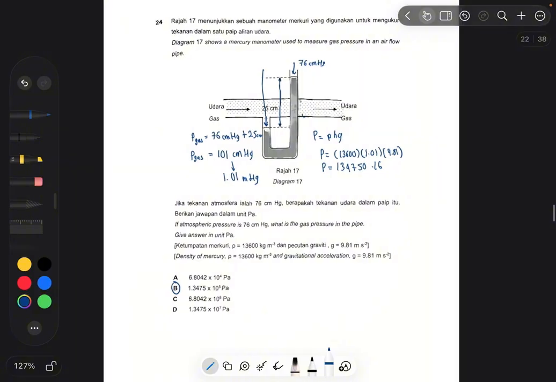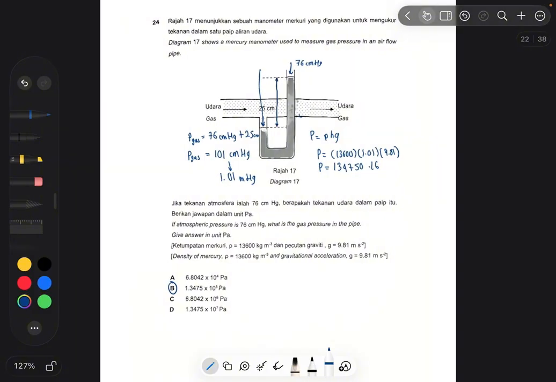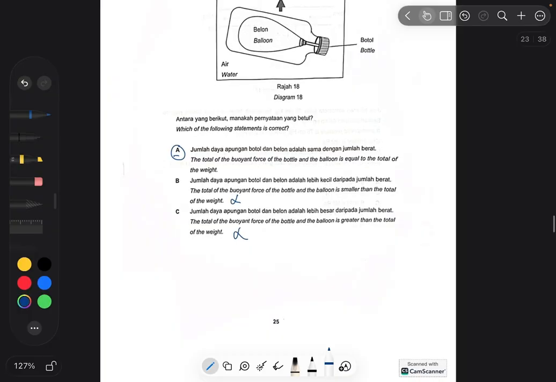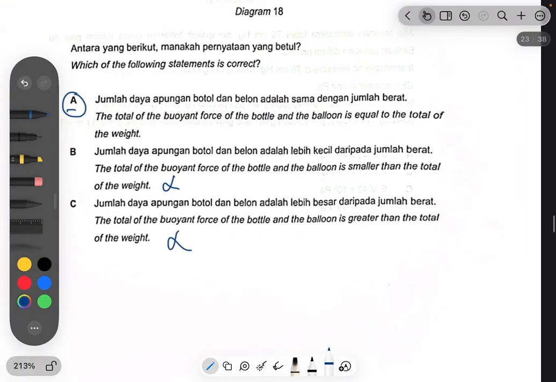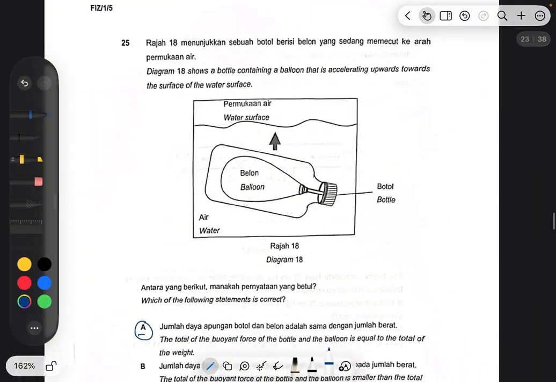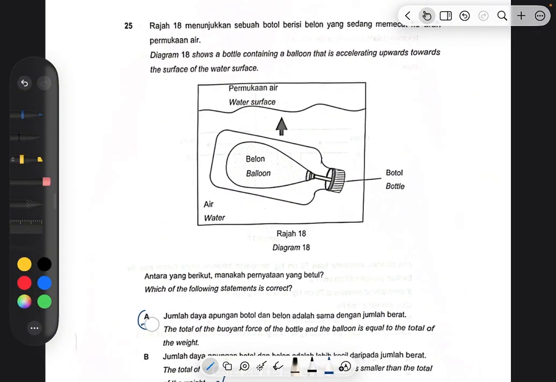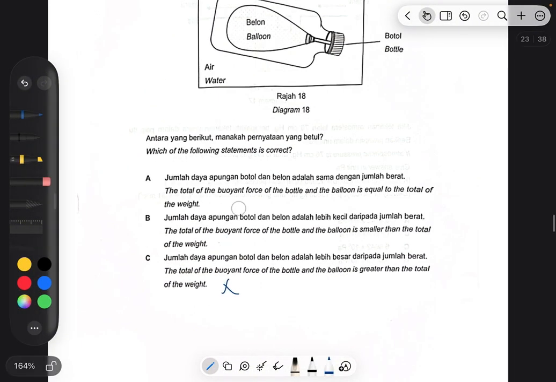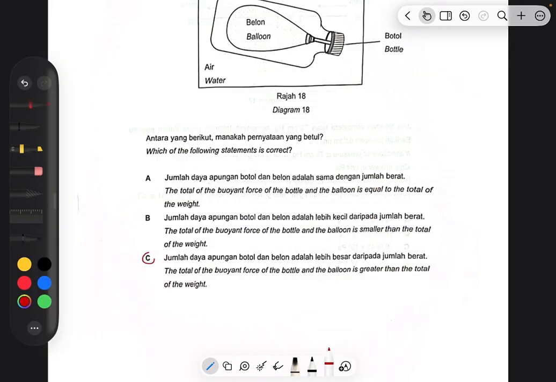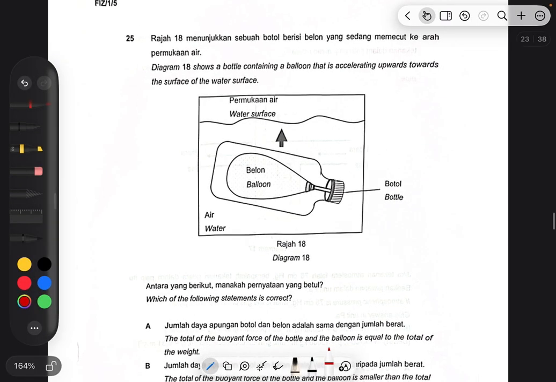Wait, oh, I forgot to check if this answer is correct. 24, B, 25, C. The total of the buoyant force of the bottle and the balloon is greater than the total of the weight. Oh yeah, because it's moving upwards. Unless it's floating, then it would be equal. In this case, it's moving upwards. So meaning that the buoyant force is greater than the weight.